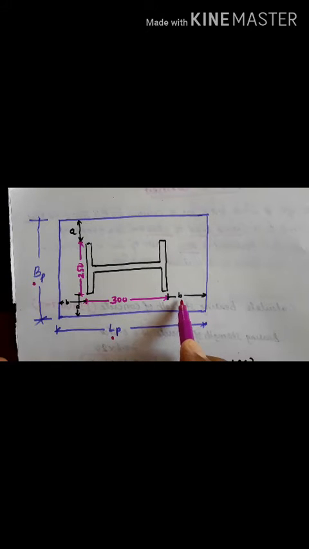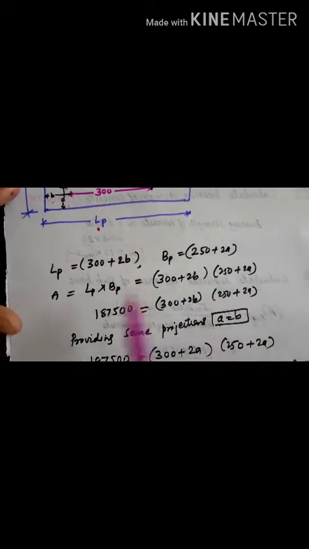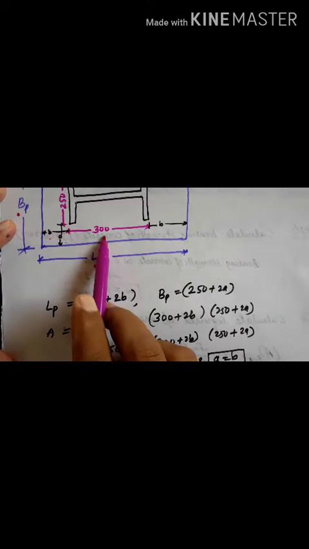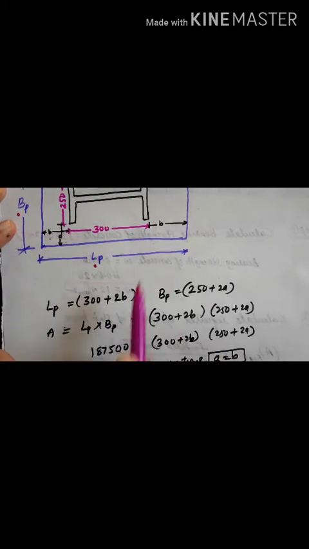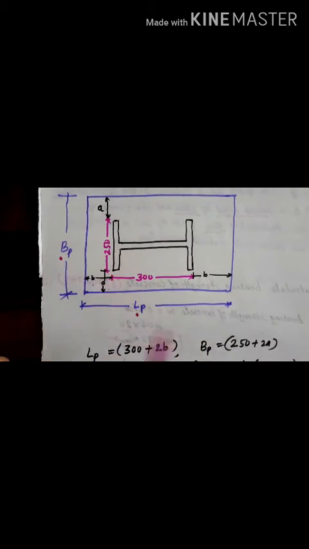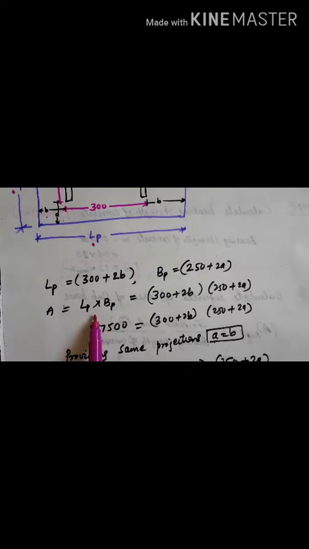Longer projection here I have marked as B, on both sides B here and A here. Now from this we can write the length of the plate L_p will be 300 plus B, that is 2B. Then the width of the plate will be 250 plus A. So this you have to write. Then the area becomes length into breadth.